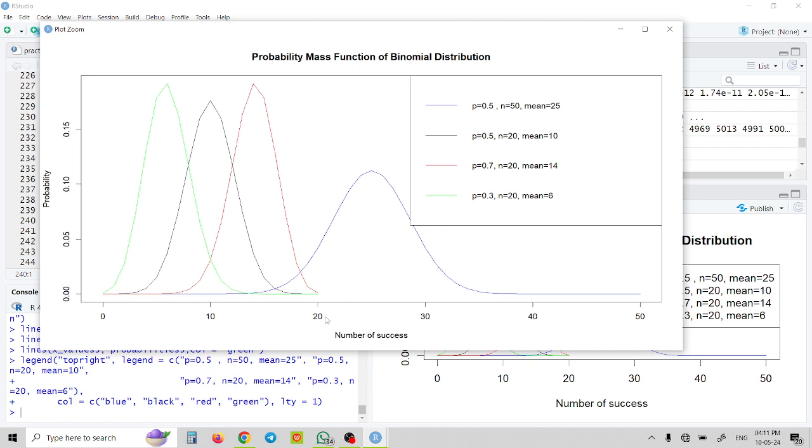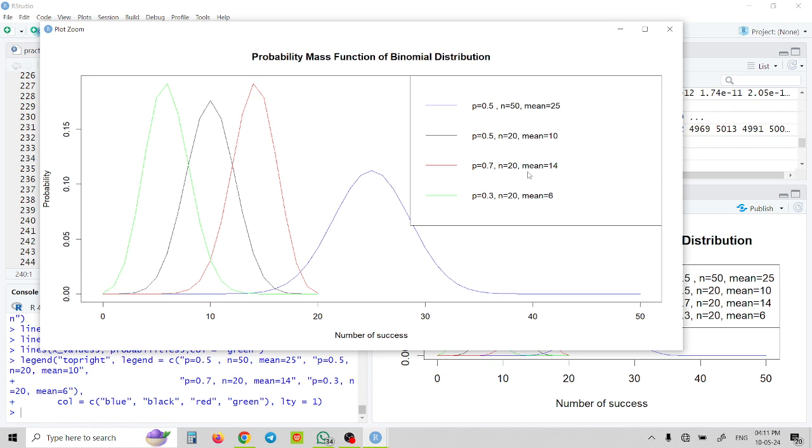So what we can see here is this is case 4, where the probability was 0.5 and the number of trials was 50. So this was symmetric around mean 25, right? The black color shows the probability is 0.5 and it is symmetric around the mean because the probability was 0.5. So every time the probability of success is 0.5, there are equal chances of getting success and failure, and it will be symmetric around the mean.